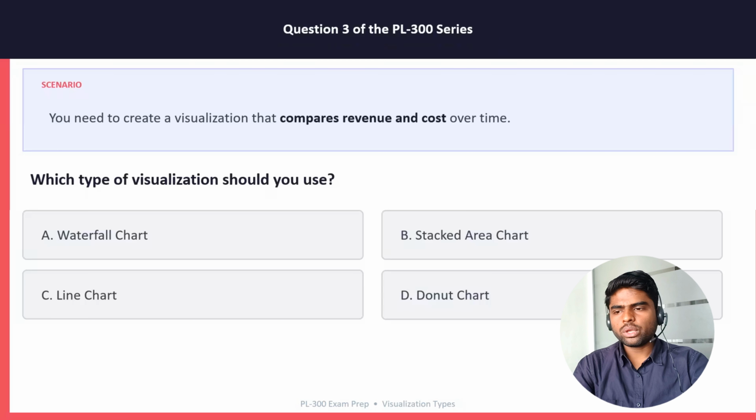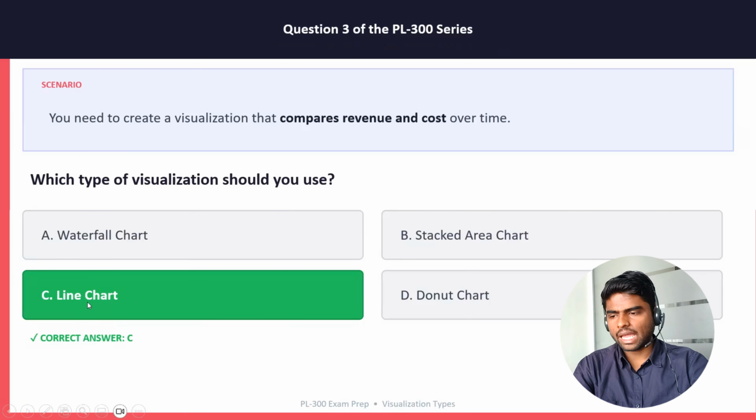Now in our case, we have to compare two metrics, that is nothing but revenue and second one is cost, but that too over the time. So our correct answer will be line chart.